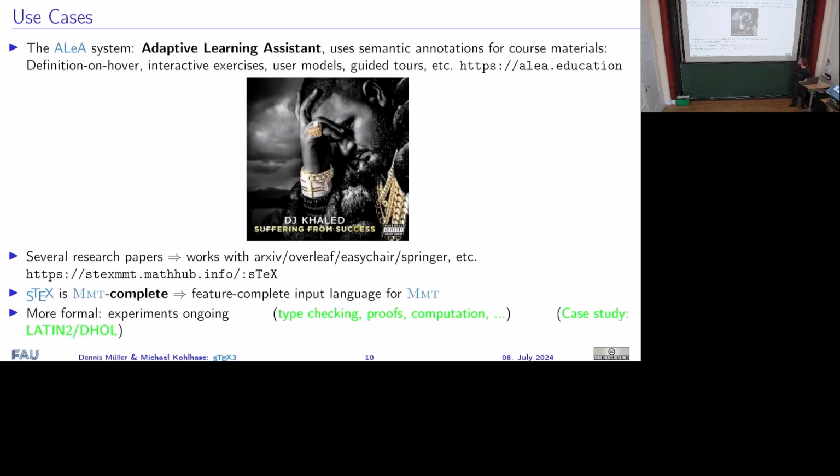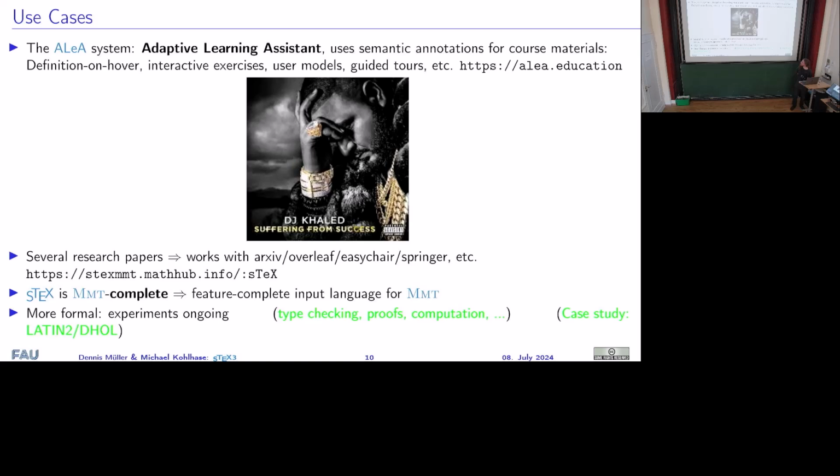For those of you who don't know, MMT is this quote-unquote formal system developed by Florian Rabe in our research group. The design of STEC is of course massively influenced by exactly that, but we managed to get it to the point where it is a feature-complete input language for the MMT system. And then with respect to other formal things, we have a few experiments ongoing, which hopefully will soonish pick up again. We can type check STEC content by MMT, and therefore also check proofs to some extent, if you're willing to write them in the first place.